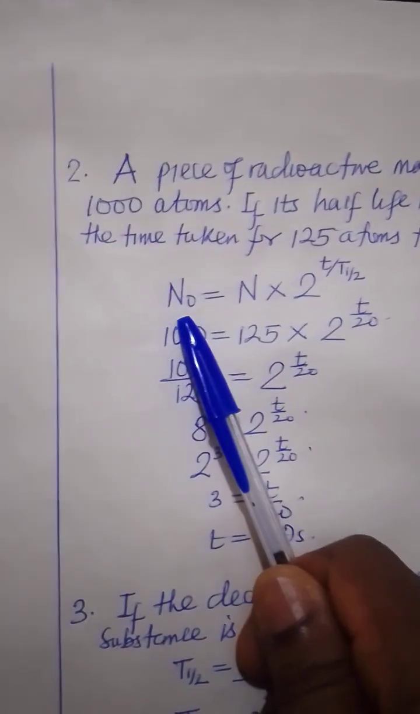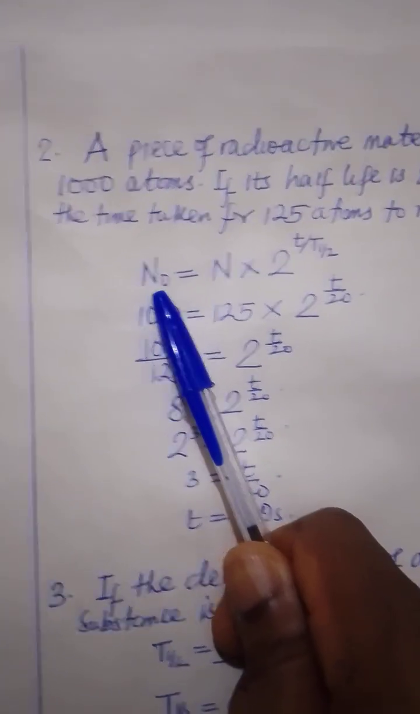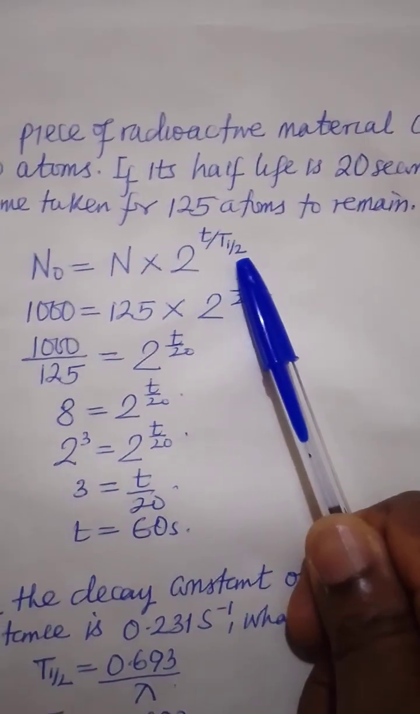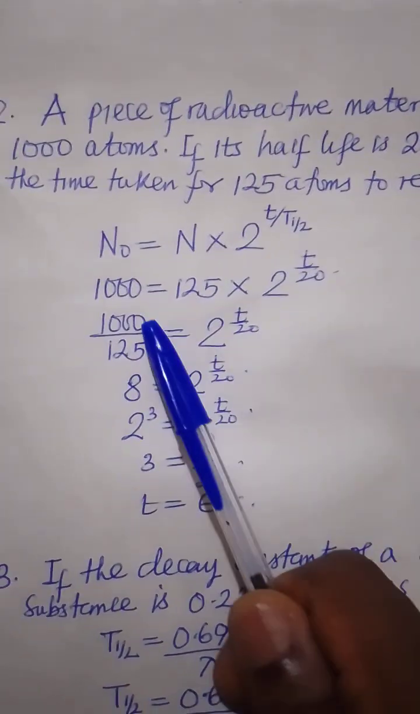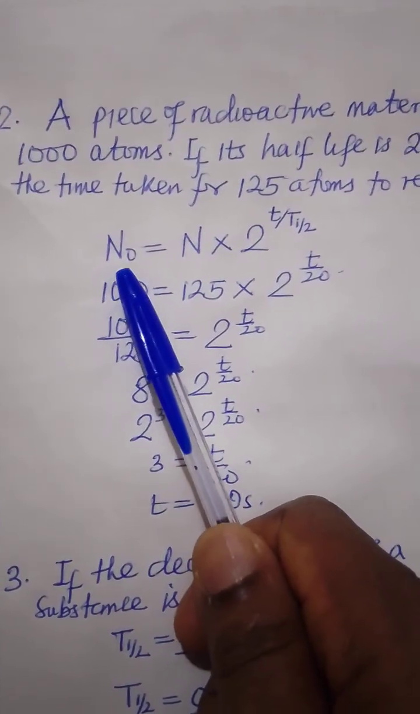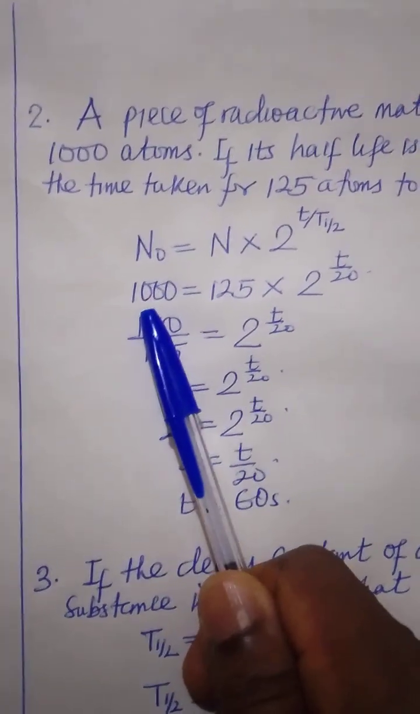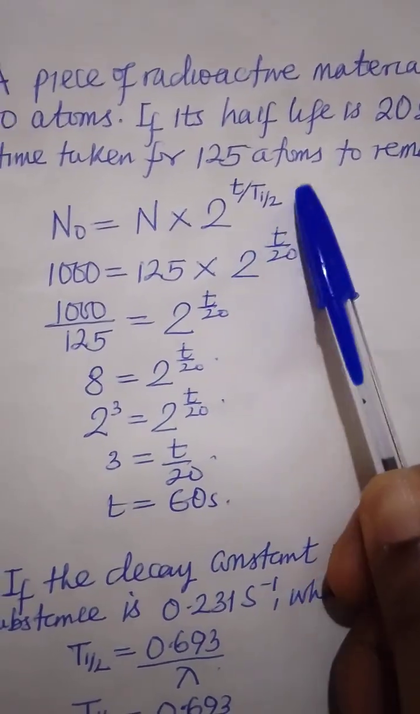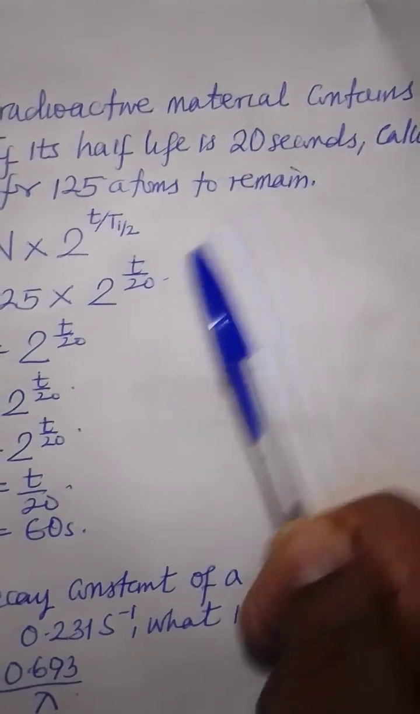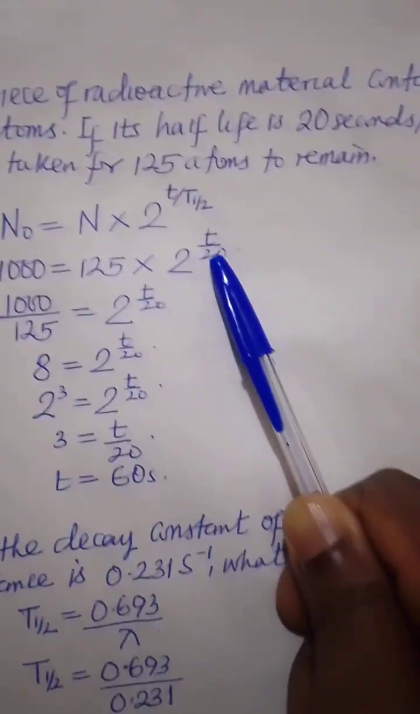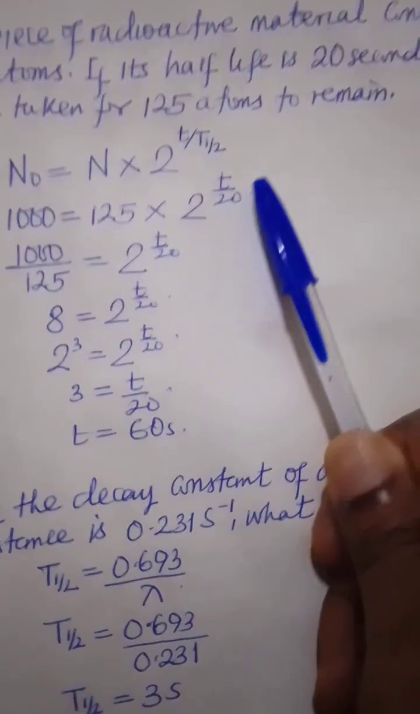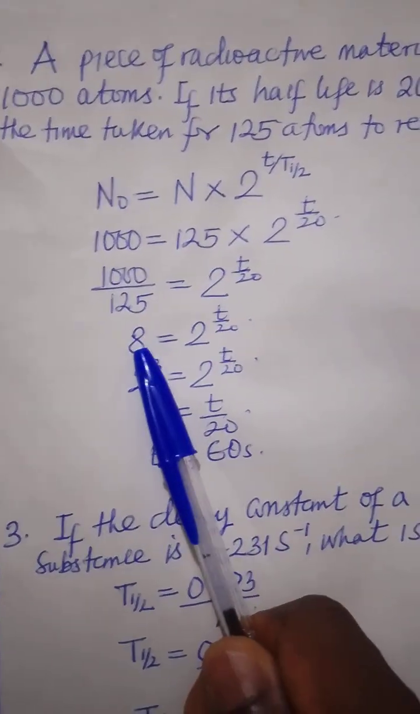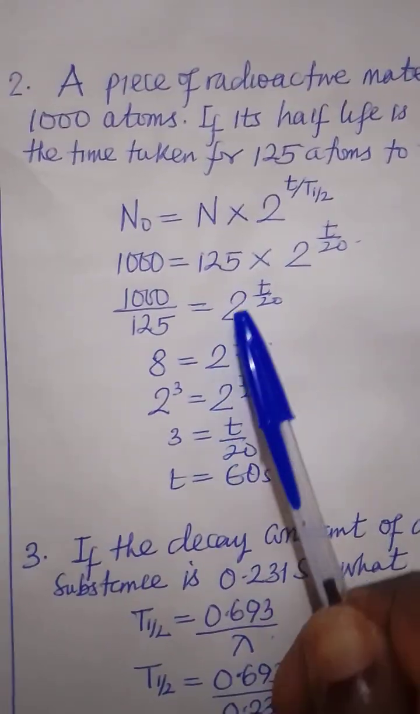So then we employ this formula: N naught equal to N times 2 raised to power t over t half. Now, the original number of atoms present, that's 1000. What is left? 125. 2 raised to the power t. We're given that the half-life is 20 seconds. So t over 20 seconds, which is the half-life. So we have to look for t. Divide both sides by 125. That will give you 8 equals 2 raised to the power t over 20.